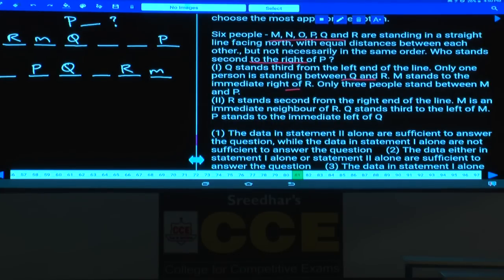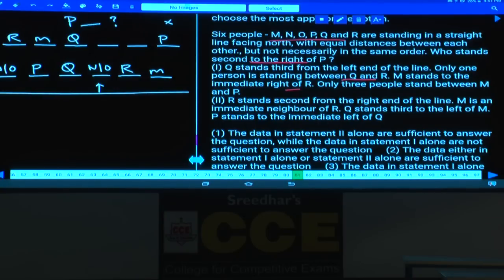Now here there is no one. Here there is one person. Who is that person? That person could be either M or, sorry, M is already completed, N or O, isn't it? Now here who can be second to the right? Either N or O, N or O. Hence 1 alone is not sufficient because we are getting more than one answer. Either N can be to the second right or O can be second right, or there is no person who is seated second to the right of P, isn't it? Second to the right of P. Hence 1 alone is not sufficient.